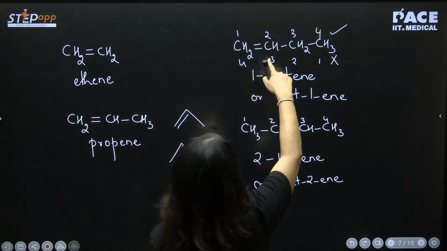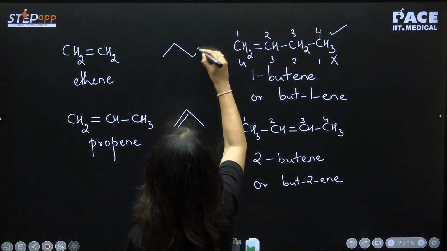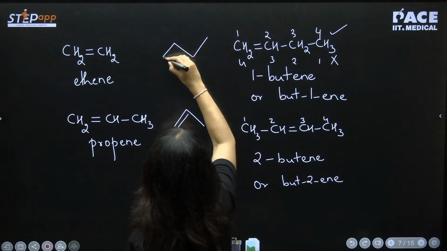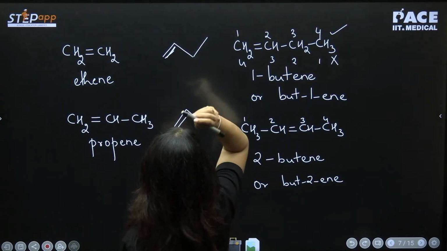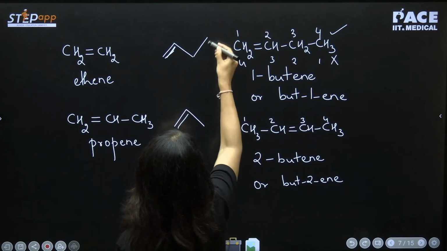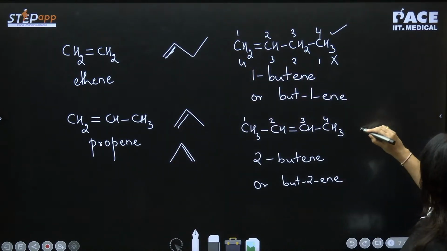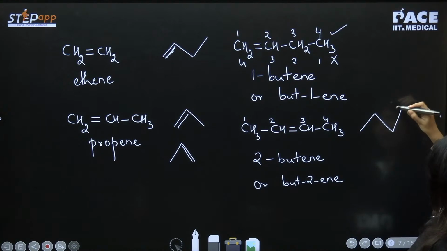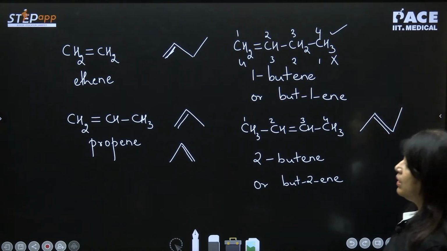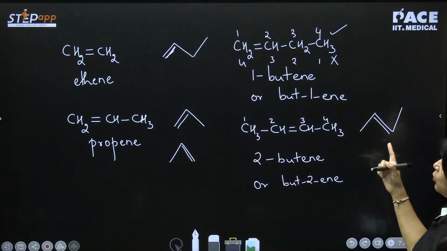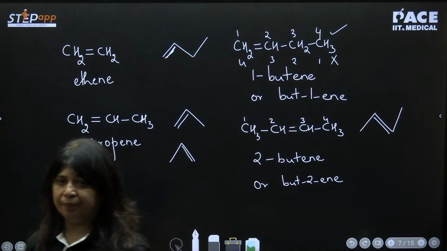Now the bond line I am going to make for this. There are 4 carbons. The double bond is placed on the end of the carbon chain. So I am placing the double bond here. You could have also placed it this side. It's the same thing. For but-2-ene, you have 4 carbons again. The double bond is present in between the carbon chain. So this is the bond line for but-2-ene and this is the bond line for but-1-ene. Okay.